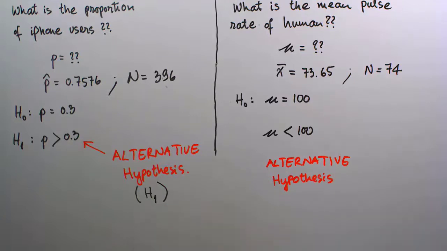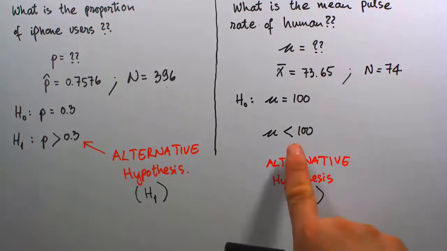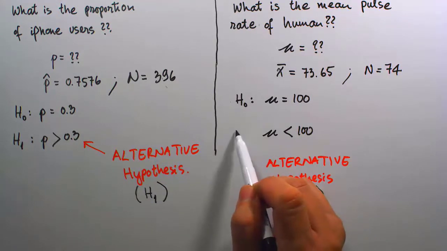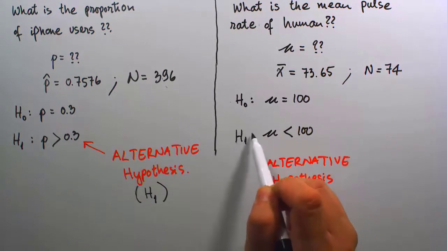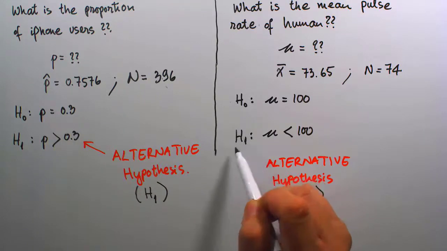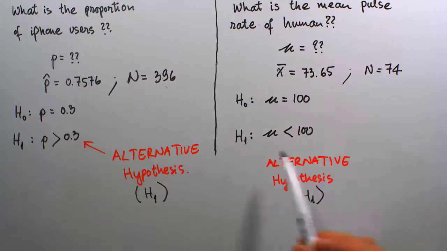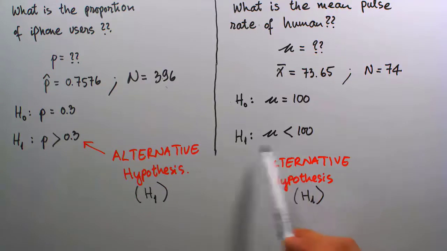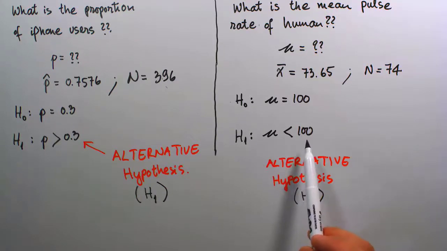And just like how I described earlier, for the alternative hypothesis we can use the symbol H1. So here we're promoting for ourselves a counter argument, and formally we call that an alternative hypothesis. So H1 in our situation is saying that mu should be generally less than 100.